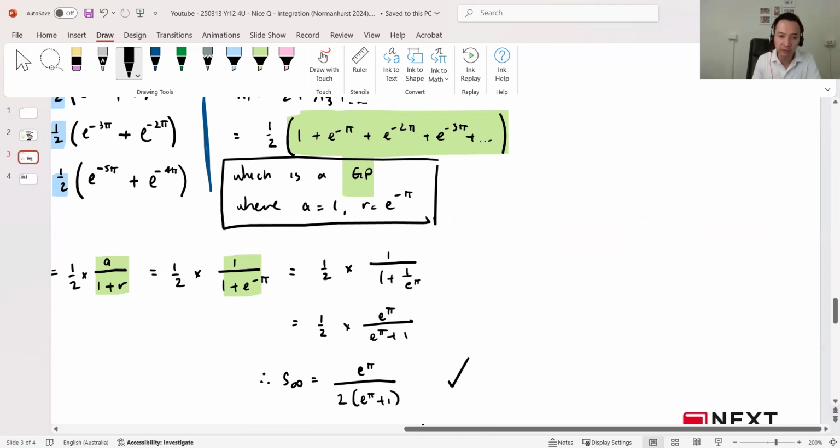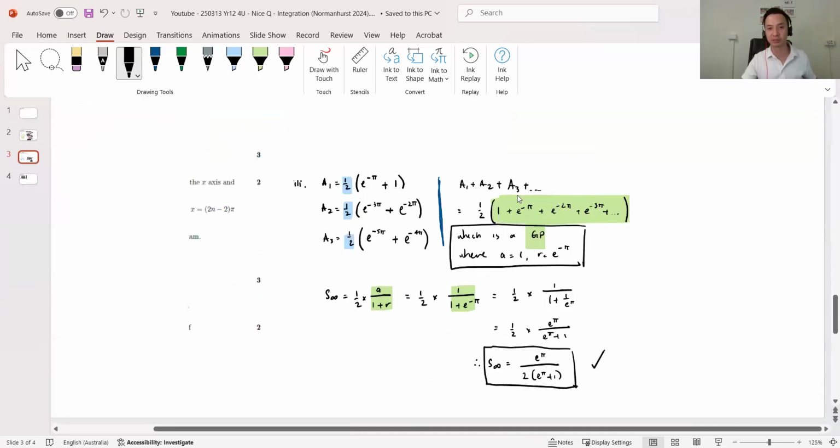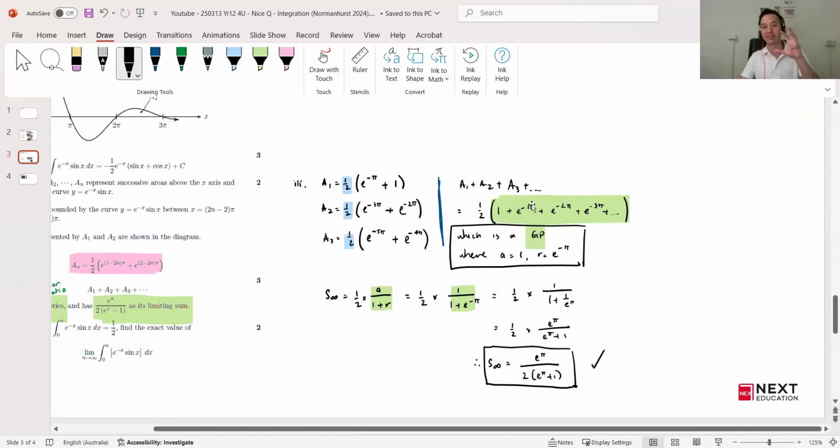Guys, so the GP isn't hard, right? You basically just establish it, express it as an expression where it grows by e to the negative pi, which is the common ratio. The limiting sum isn't hard as well. My apologies there that I forgot the half. Still pretty easy, hopefully.